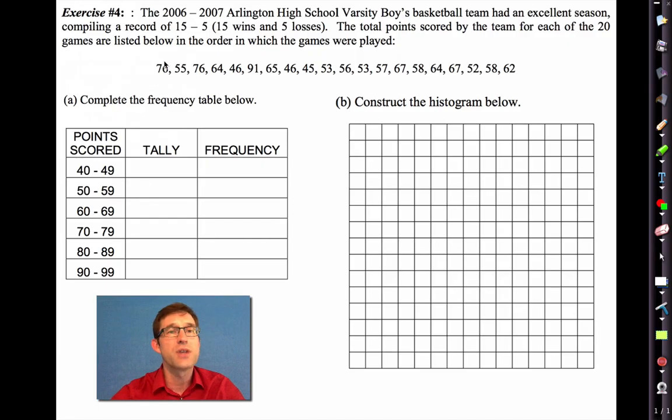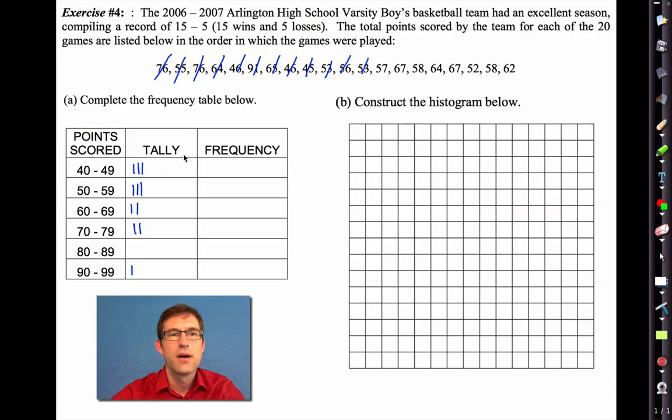And all we're going to do is go through and say, all right, I got 76, so that's one in here. Then I have a 55, so that's going in here. Then I have a 76 back in here. Then I have a 64, that one goes here. A 46, we'll put that one here. A 91, I get that. That's a high scoring game. A 65 goes here. A 46 is going to go here. A 45 is going to go here as well. A 53 goes here. Real defensive battles on some of these.